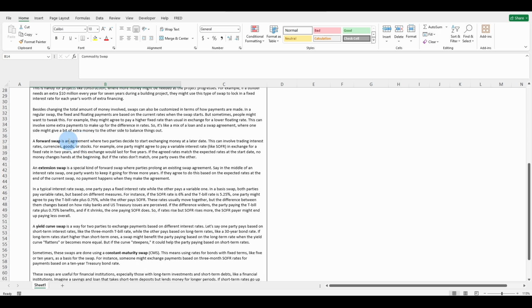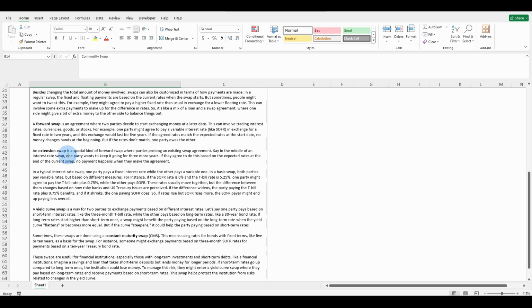A forward swap is an agreement where two parties decide to start exchanging money at a later date. This can involve trading interest rates, currencies, goods, or stocks. For example, one party might agree to pay a variable interest rate, like SOFR, in exchange for a fixed rate in 2 years, and this exchange would last for 5 years. If the agreed rates match the expected rates at the start date, no money changes hands at the beginning. But if the rates don't match, one party owes the other.